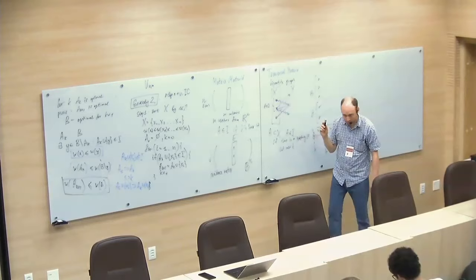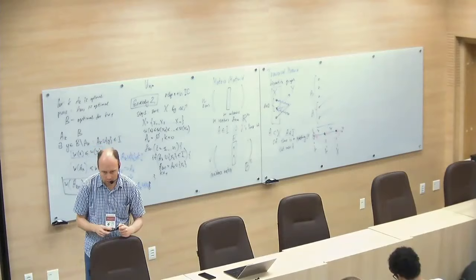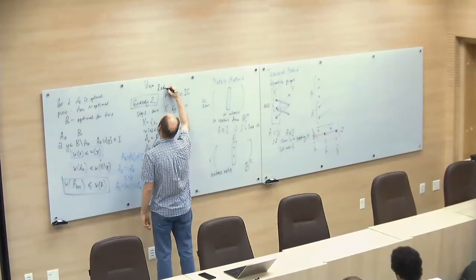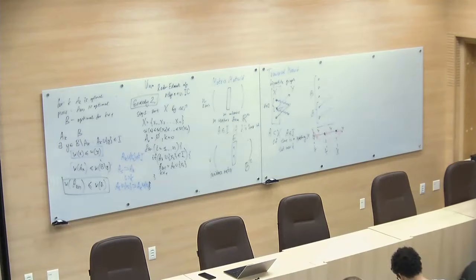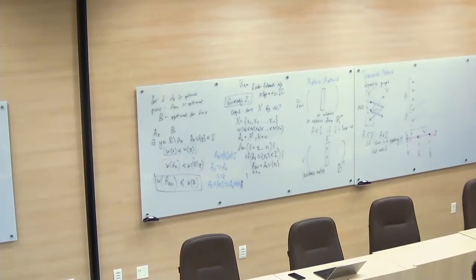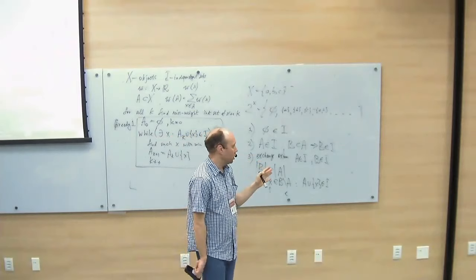So that's the greedy algorithm for matroids. It is sometimes also called the Rado-Edmonds algorithm, but more usually just the greedy algorithm for matroids. Well, okay, that was a good part of the matroids lecture. They are easy, actually. They are nice.